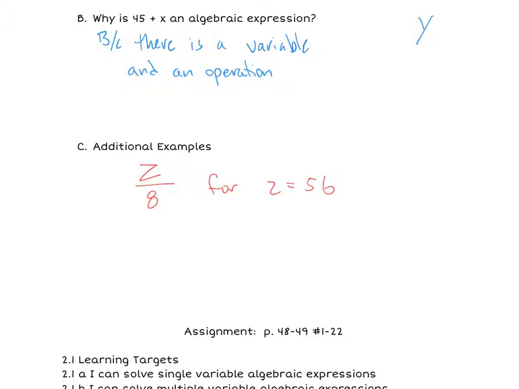What do I do with that? What do I do, Peyton? 56 divided by 8. Yeah, I would write down 56 divided by 8. So I'm taking my Z, and because the equal sign means they're the exact same thing, this 56 can go right where the Z is. So I have 56 divided by 8, and that equals 7. So you'll get some problems where they give you the algebraic expression and use the word for, and then tell you what the variable is. All right?